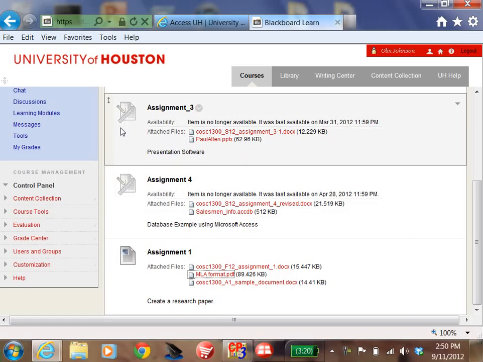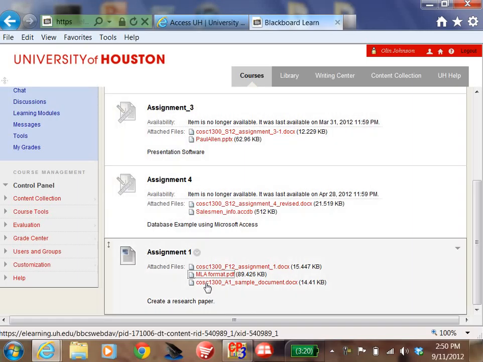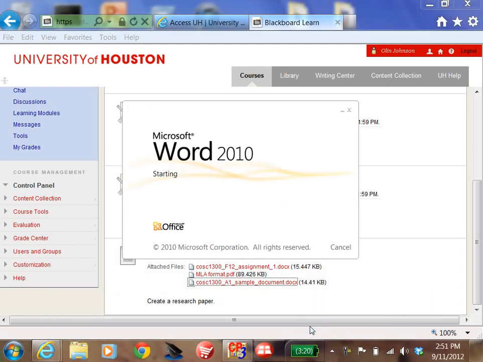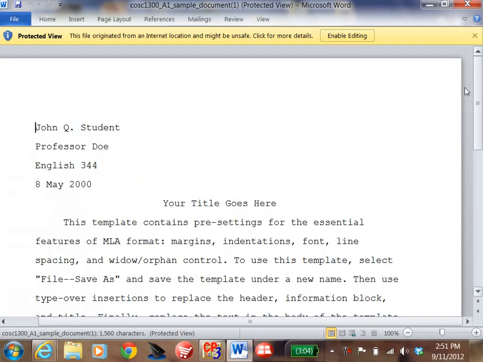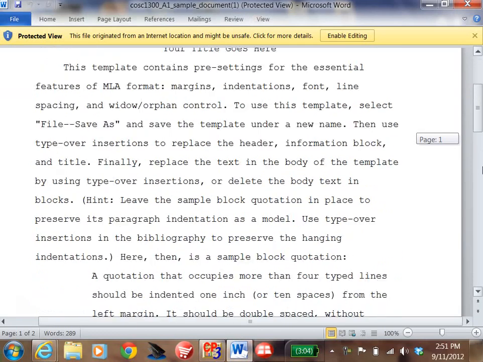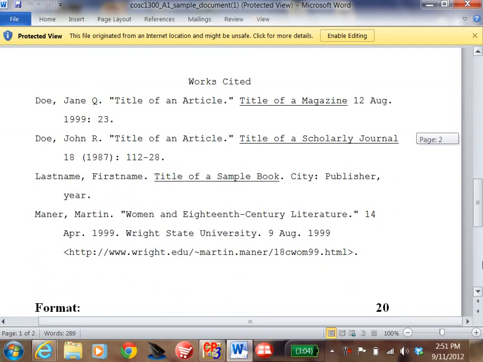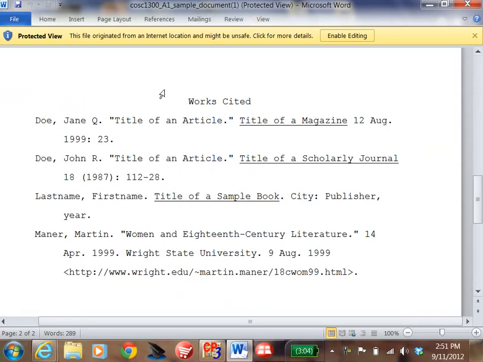The last thing attached is a sample document. This is what your paper should look like. It doesn't have to be in this particular font. Put your title here, then read it, and then works cited. Altogether, we want 4 pages, including works cited.